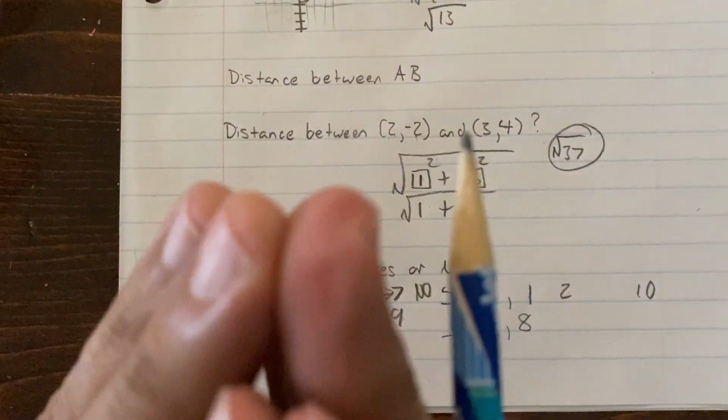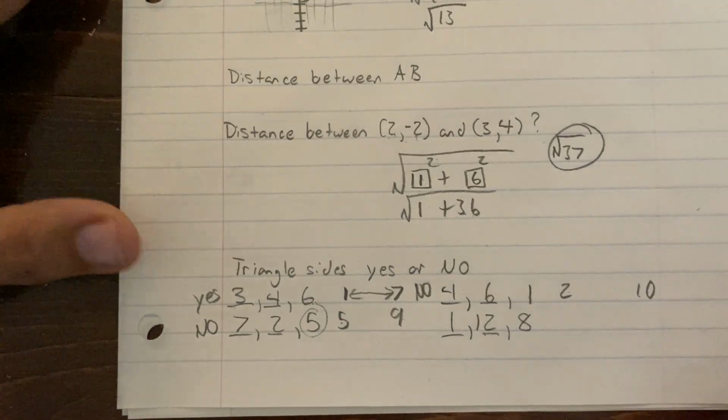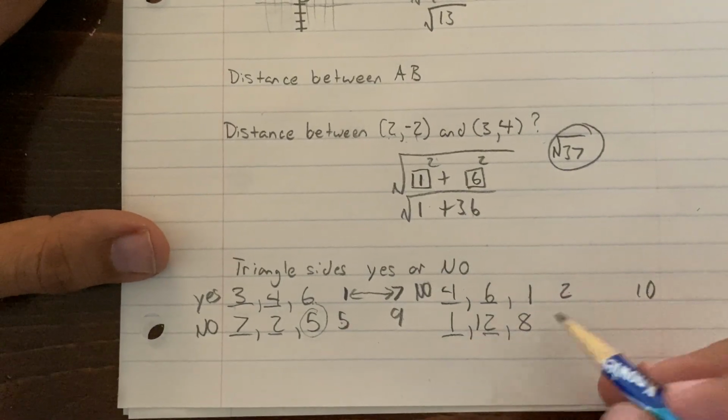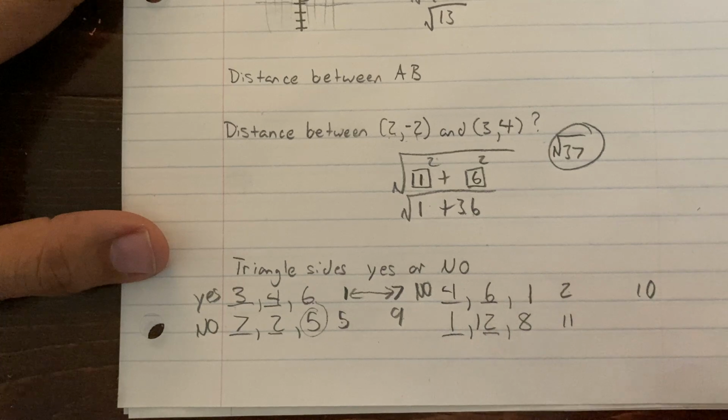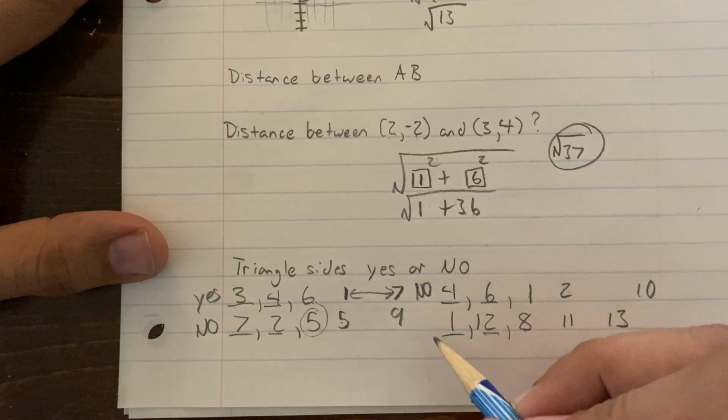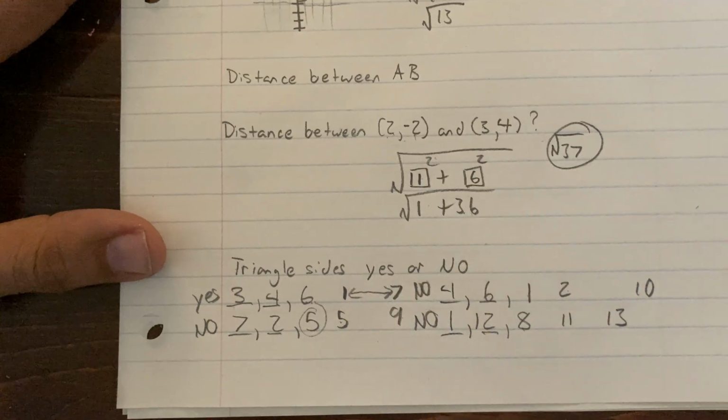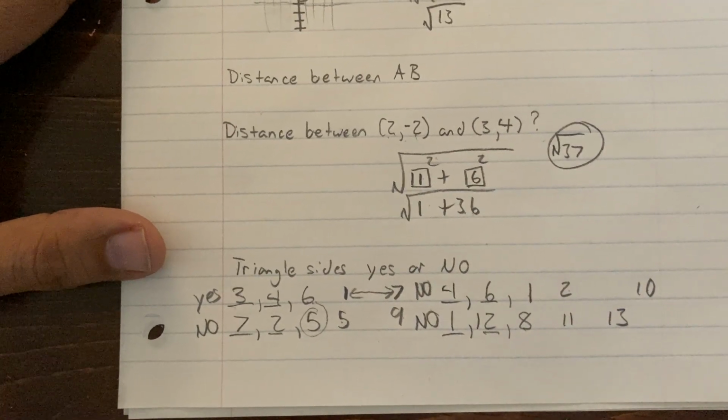They won't connect together. So this one, 1 and 12, if I subtract them, I'll get 11. If I add them, I'll get 13. Does 8 fit in between here? That's also going to be a no. And that's it. Good luck.